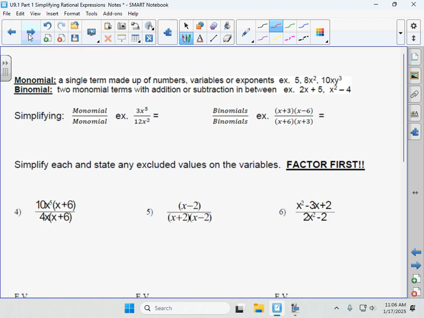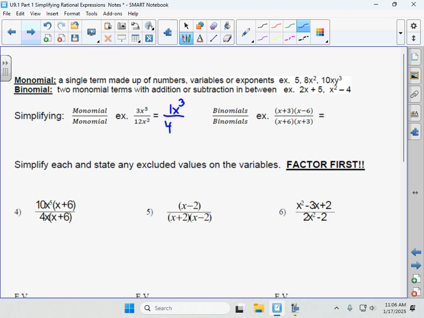When we're simplifying expressions now with variables, there are a couple of rules we have to be careful with. If we have a monomial term on top and a monomial term on the bottom, then we can simplify those by simplifying the coefficients first and then dealing with the exponents of the variables, kind of like what we did in the previous lesson. So here, 3 over 12 can simplify to 1 over 4. And then x to the 5th over x squared would get us x to the 3rd on top by subtracting the exponents, right?